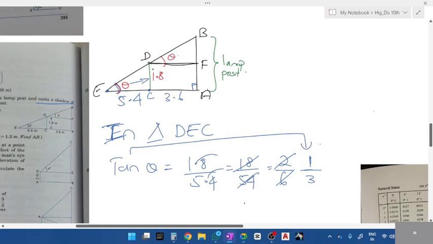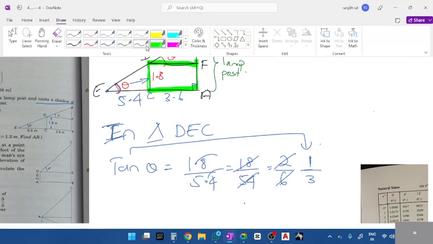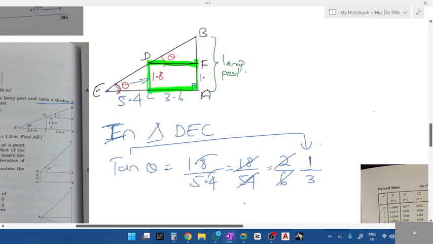Next, this DC is 1.8. If DC is 1.8, what will be the value of AF? AF, students, rectangle. Look at this rectangle. I want all of you to unmute and answer. This is a rectangle, right? Yes, it's a rectangle. Even this should be 1.8. Okay, if AC is 3.6, then DF is 3.6.